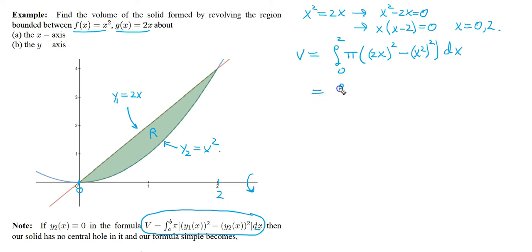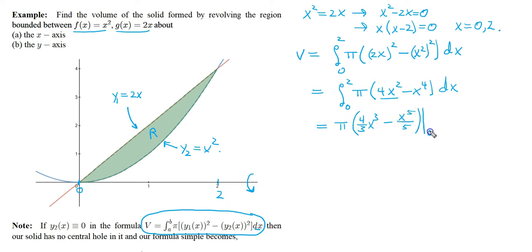So this turns out to be, and we can move the pi out in front of the integral, and we get, now the antiderivative of 4x squared, that's going to be, antiderivative of x to the fourth, and now just putting 2 and 0 in here for x, we get 4 times 2 to the third is 8, and so 4 times 8 is 32 thirds.